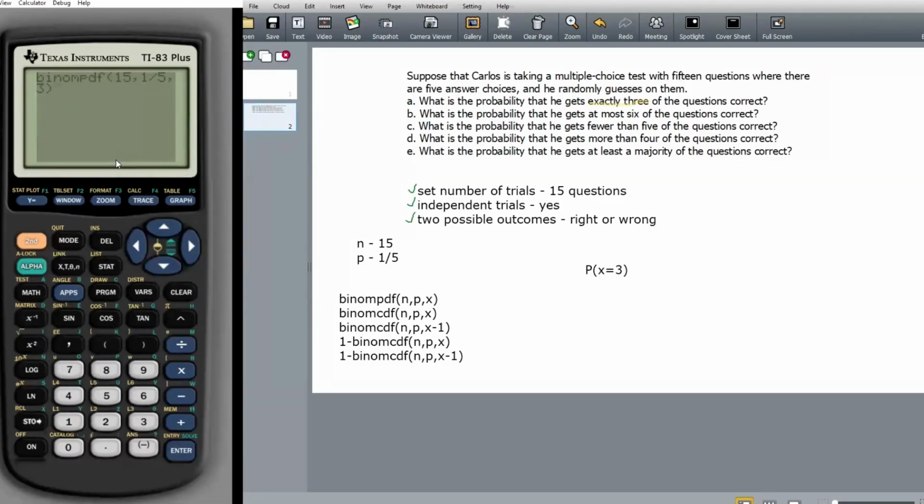I can then double check to make sure that my calculator looks like my preview. So I see binomial PDF n, comma p, comma x. Then I can press enter, and I can see the probability that x equals 3 is 0.2501.